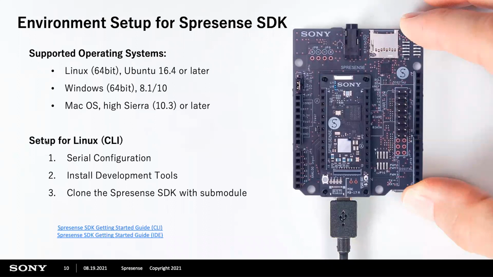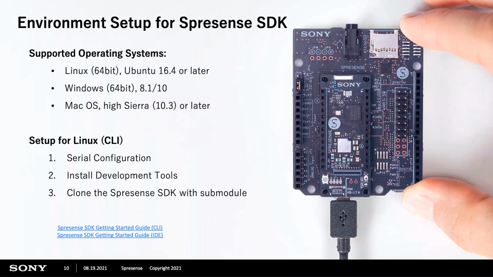So now let's focus on the setup. Setup is nothing but 3 steps. You need to do the serial configuration. As you see in this picture, this is our Spresense, and this is the cable that you need to connect to your PC. And so for that, you need to do the serial configuration. Then we need to install the development tools, of course. And then at the end, you need to clone the Spresense SDK. These are the 3 steps that you need to do.